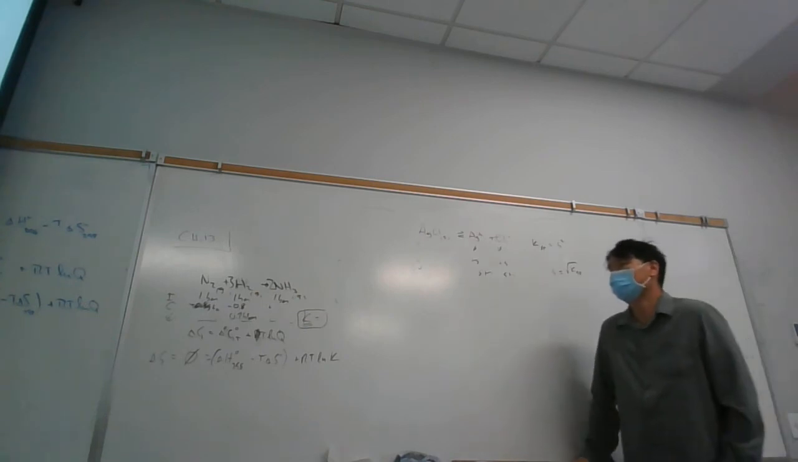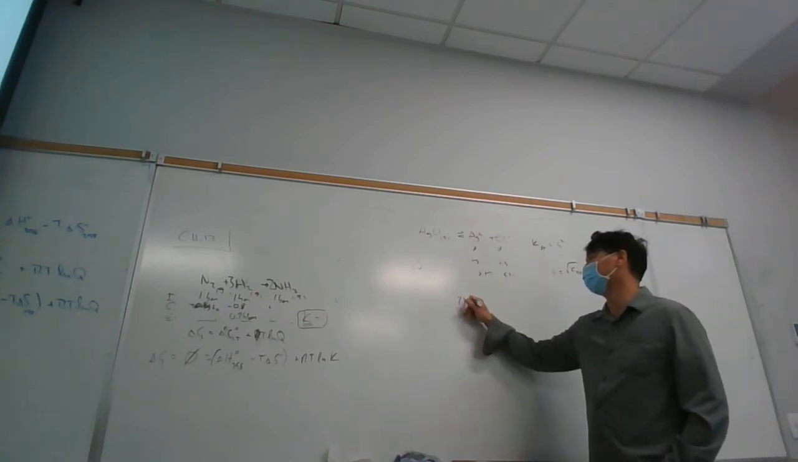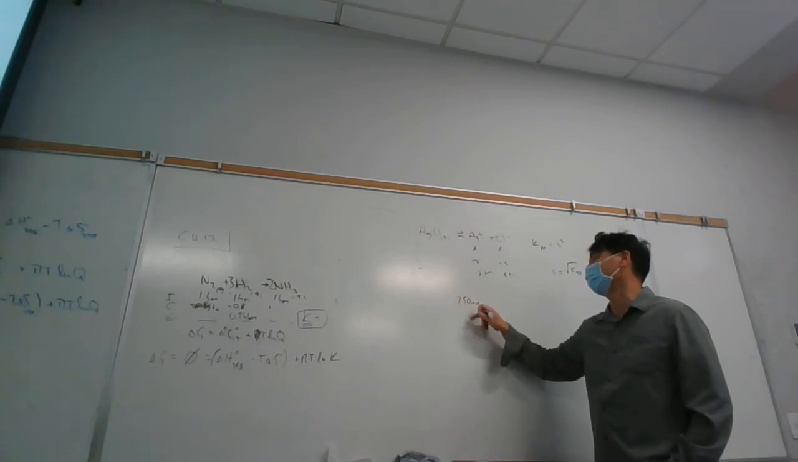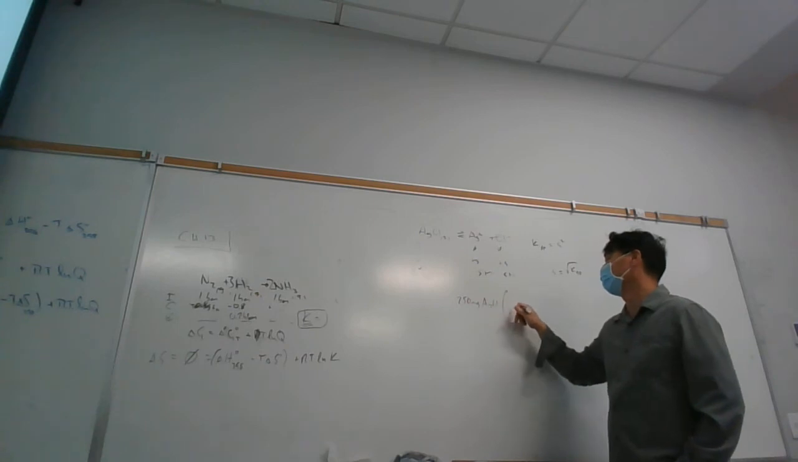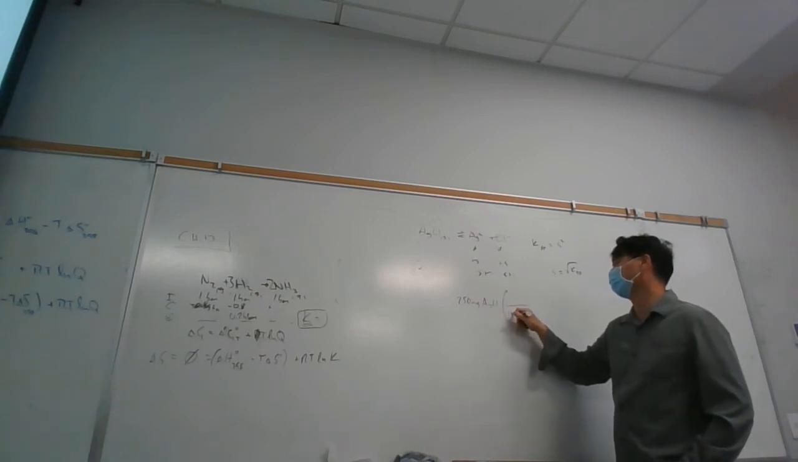And so, well, how much did we have? We had 250 milligrams. So the way I would do it is I have 250 milligrams of silver chloride, and then I'll just convert it to grams.